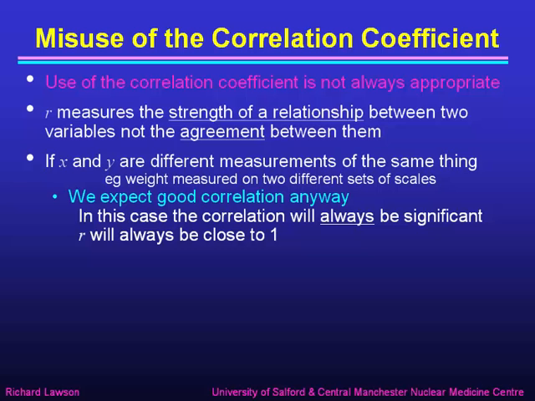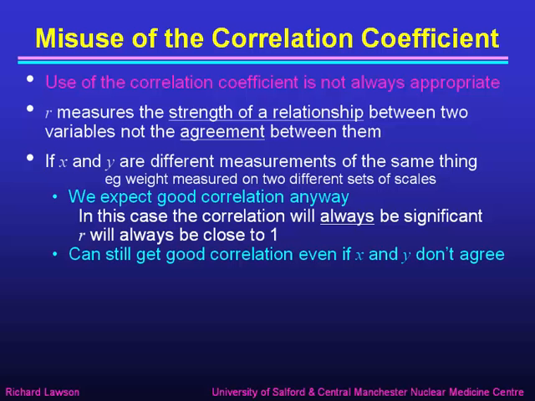So, for example, if x and y are different measurements of the same thing, for example the weight measured on two different sets of scales, so they're both measurements of the weight of the same thing but measured in different ways, then we would expect a good correlation anyway. So the correlation coefficient will always be close to 1, and the correlation will always be significant if these are two measurements that are supposed to be the same. So correlation doesn't tell us anything in this case. In fact, you can still get good correlation even if x and y don't agree. If the two scales are in disagreement, it doesn't mean that they can't be correlated.